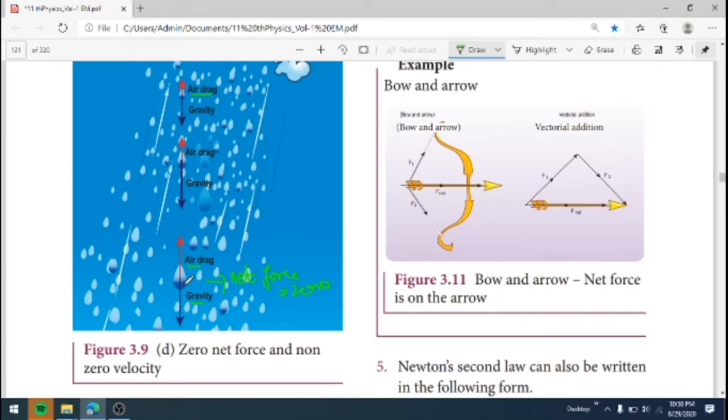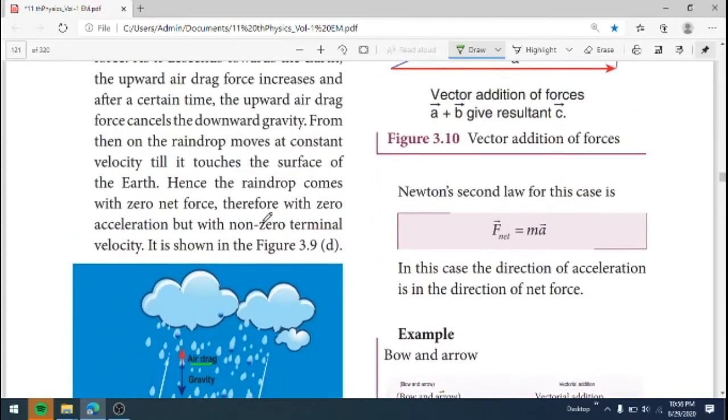The raindrop experiences or attains a velocity, a non-zero terminal velocity. Yes, here we learn a new term known as non-zero terminal velocity. Here the raindrop comes with zero net force but with a non-zero terminal velocity. If there is no force, then there is no acceleration.